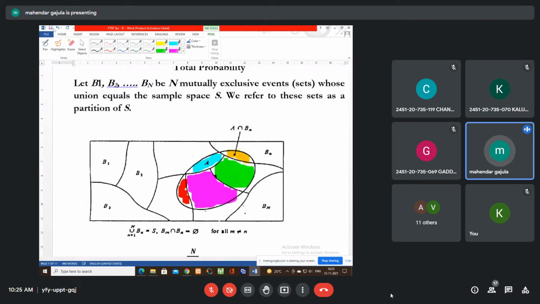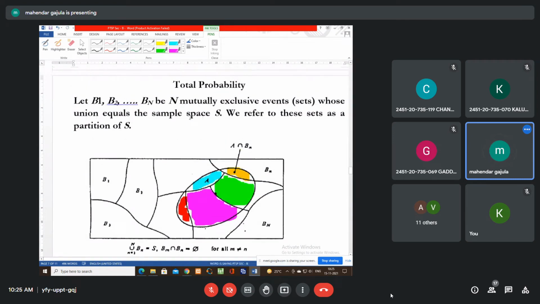Here is the diagram, and I gave you some explanation also. There are n mutually exclusive events. What does n mutually exclusive events mean? B1 intersection B2 is the null set, B1 intersection Bn is the null set. If you apply any combination, the intersection is the null set, and the probability of that event is 0.